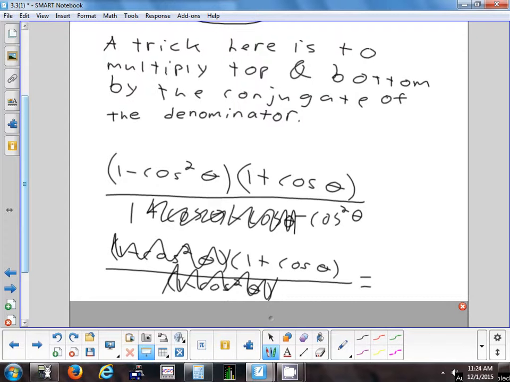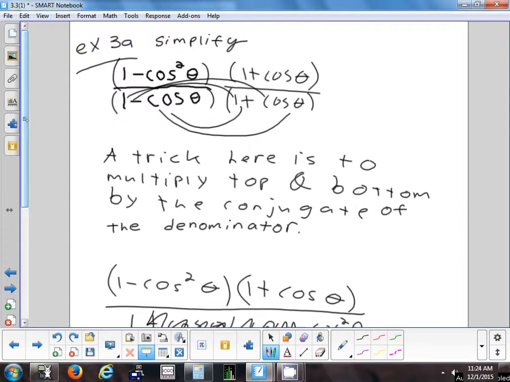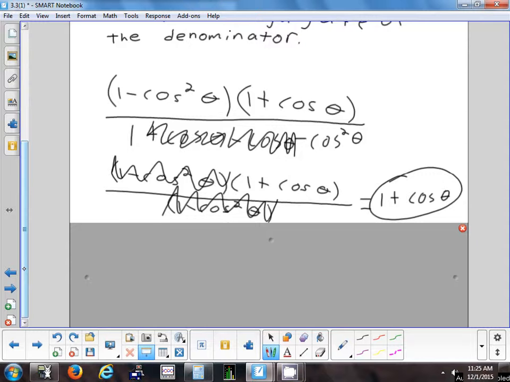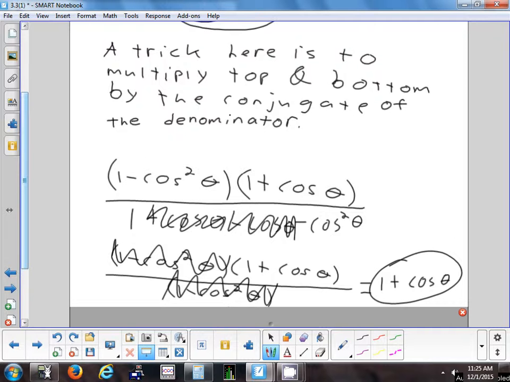The answer is just 1 plus cosine. Okay? There's nothing else you can do with that. Everything's a sine or a cosine. You don't have any fractions. It's just cosine plus 1. Can't simplify that anymore. Okay, so we started out with something that had cosines to higher powers, had denominators, fractions, and we ended up with something pretty simple, 1 plus cosine. Okay, so we're going to see this trick come up, multiply by the conjugate.